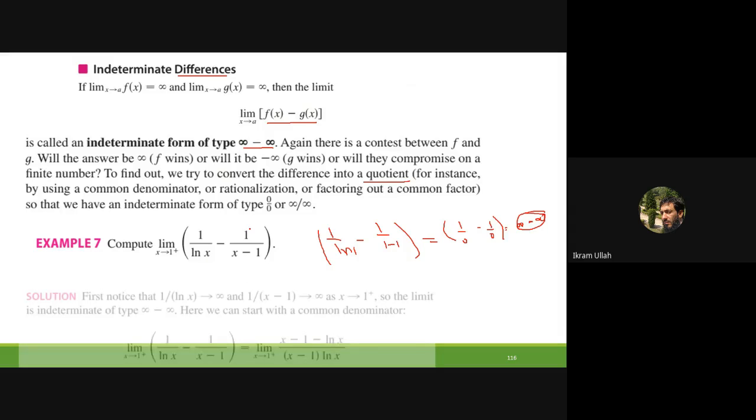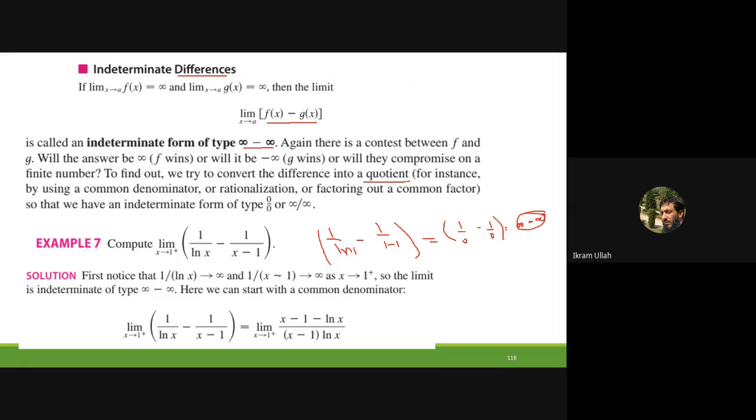So the limit is indeterminate type of infinity minus infinity. Here we can start with the common denominator. We can take the LCM of ln of x and x minus 1, that is x minus 1 times ln of x. Just taking the LCM of this function, we get x minus 1 minus ln of x, divided by x minus 1 into ln of x.